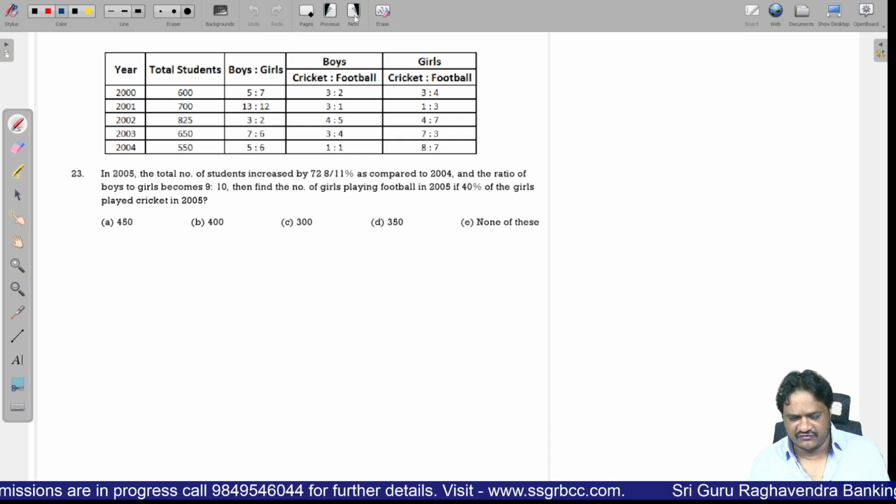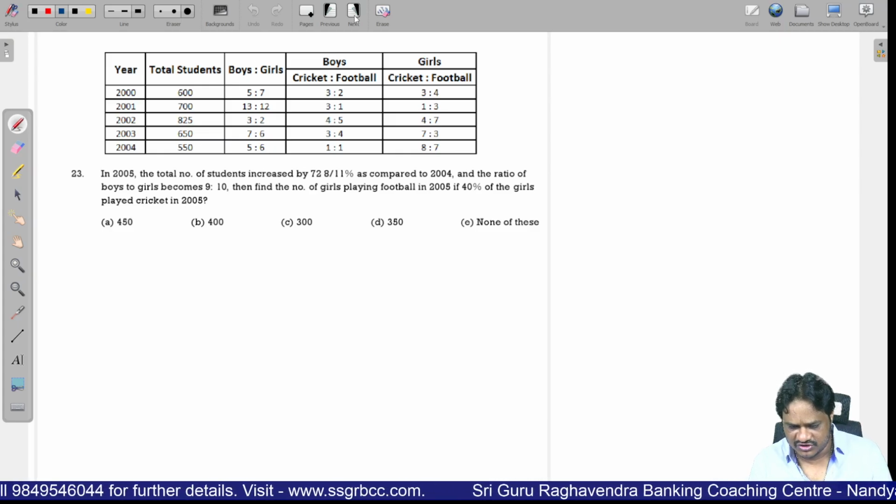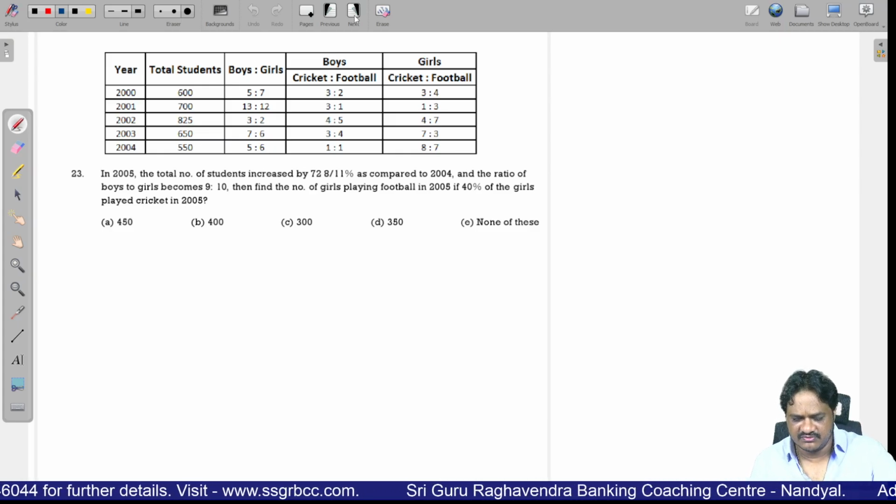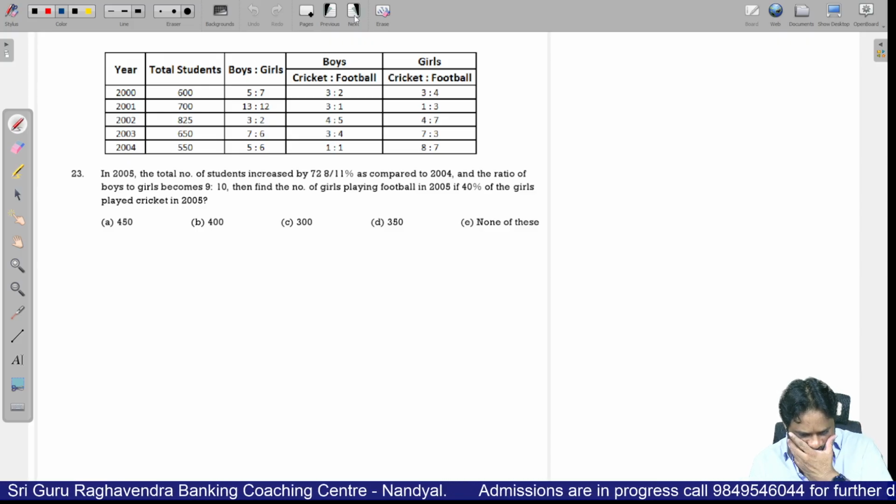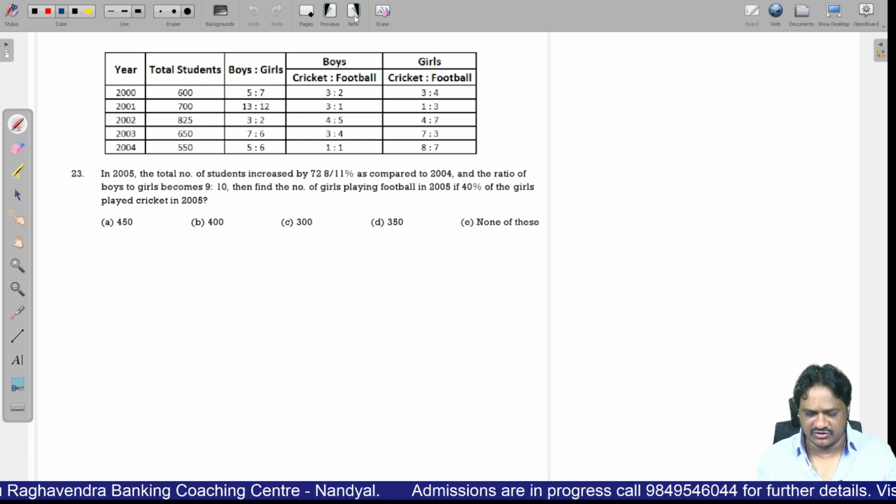In 2005, the total number of students increased by 8/11 when compared to 2004, and the ratio of boys and girls became 9 is to 10. Find the number of girls playing football in 2005, if 40% of the girls are playing cricket in 2005.